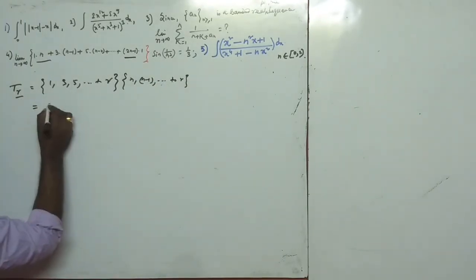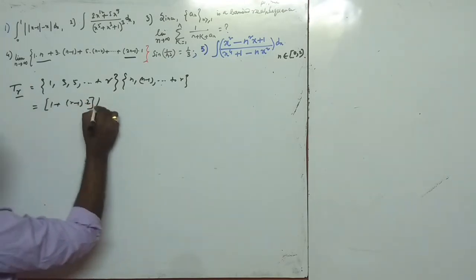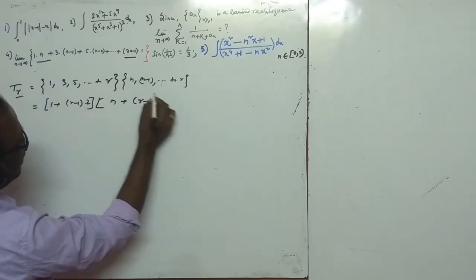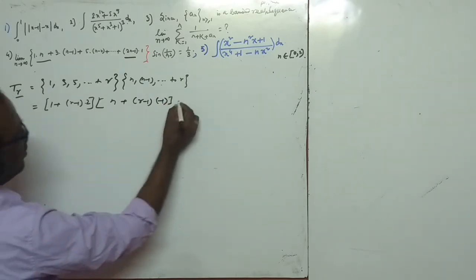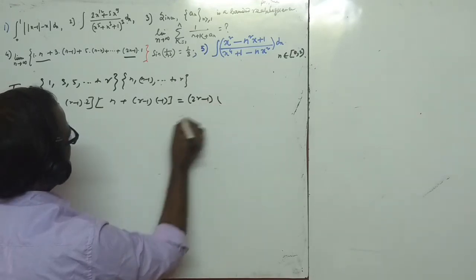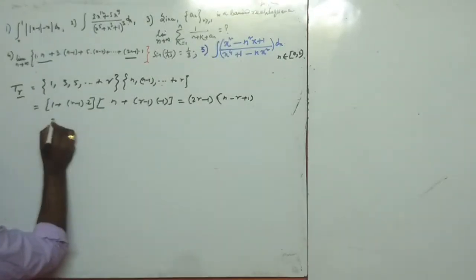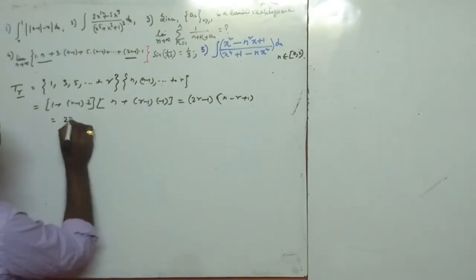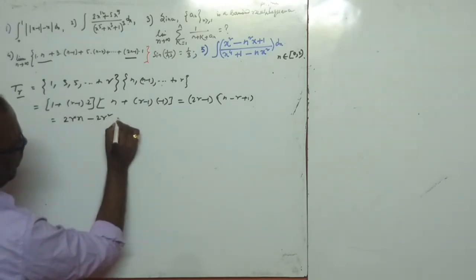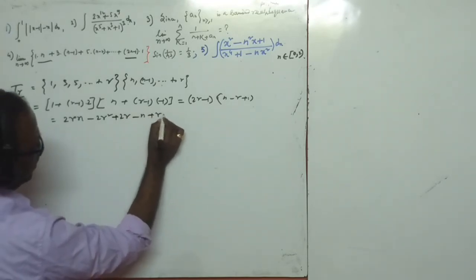So now the term here is 1 plus r minus 1 into d. The first term here is n, with r minus 1, and the difference is minus 1. Now if we take the product, that is 2r minus 1 and n minus r plus 1. Multiply these two terms, then we get 2nr minus 2r square plus 2r minus n plus r minus 1.